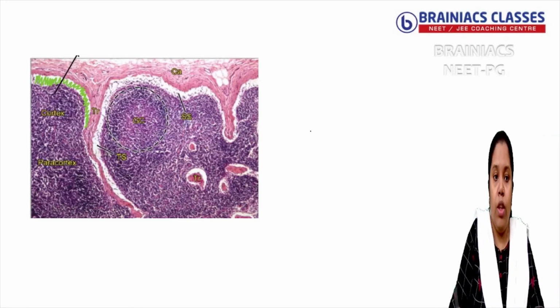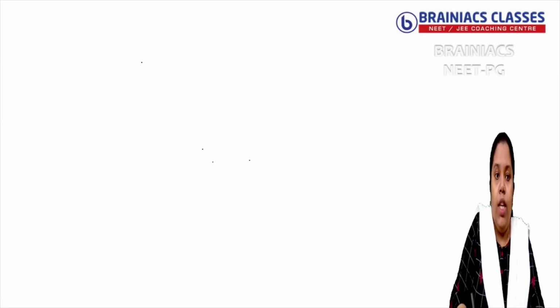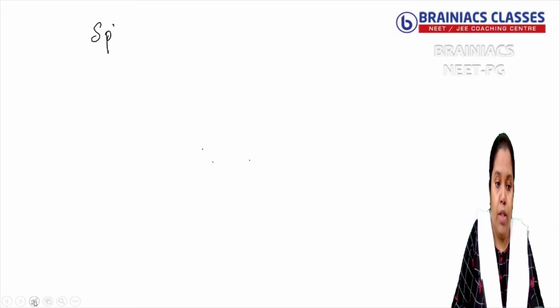Can you see here? This is the cortex, paracortex, then medulla. These are the germinal centers. This is the subcapsular space, this is the capsule, and this is the trabecula. Now moving on to the spleen. Sorry, thymus. I'll start with thymus, then I'll go to spleen.